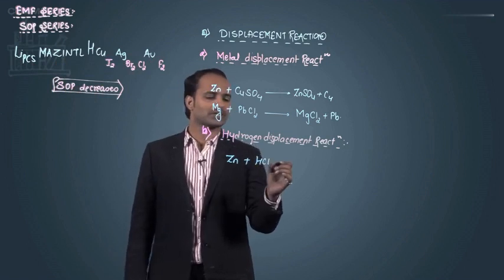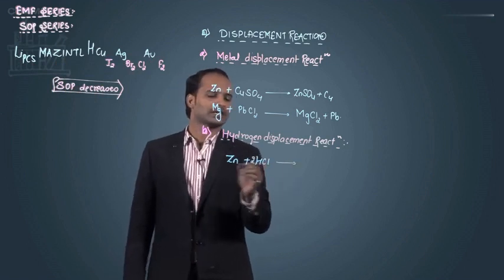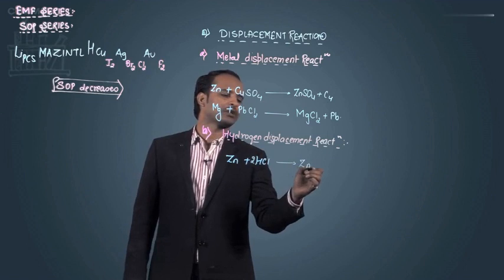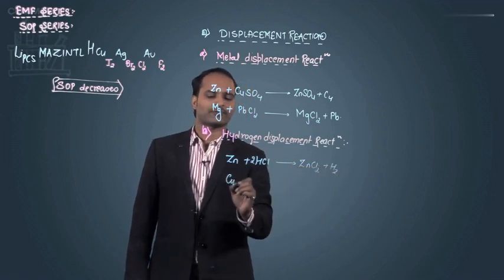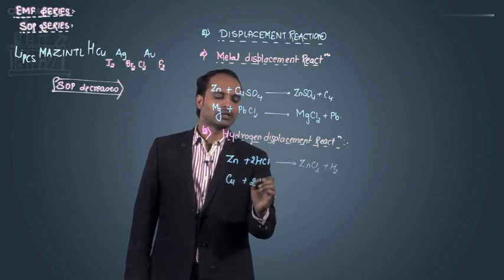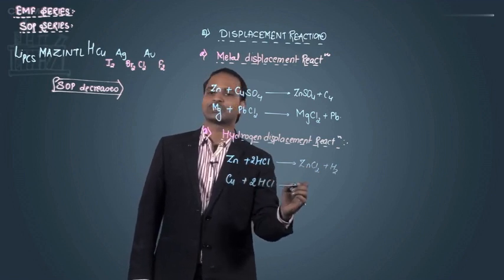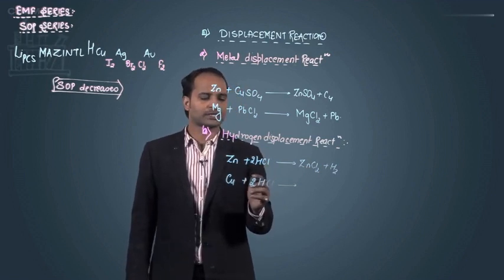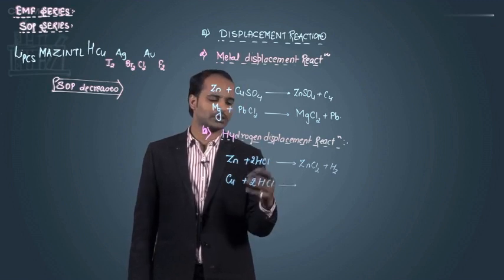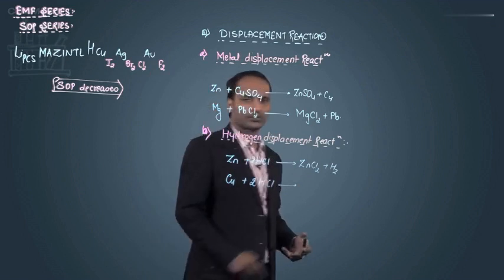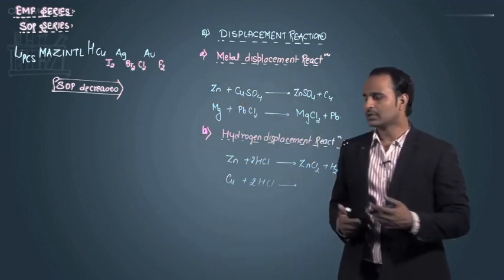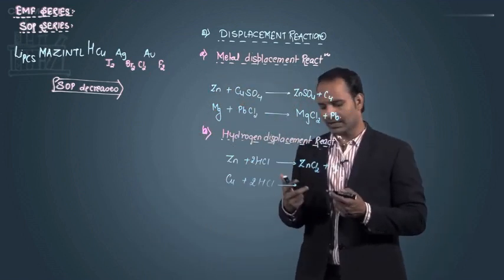So if zinc is treated with HCl, then zinc will displace hydrogen and combine with chlorine, and hydrogen gas will be evolved. But if I am treating copper with HCl, copper doesn't have the tendency to displace this hydrogen, and hence copper chloride will not form and hydrogen gas will not evolve. So this is the hydrogen displacement reaction.